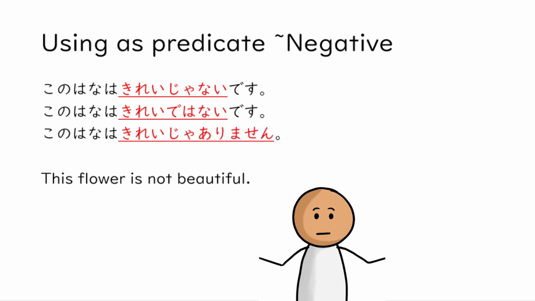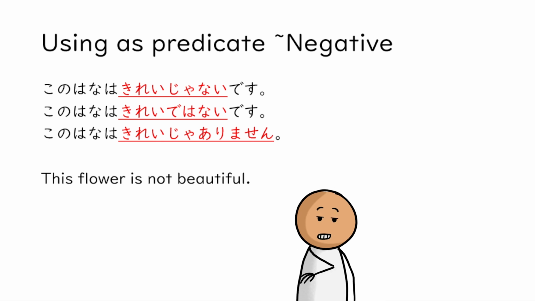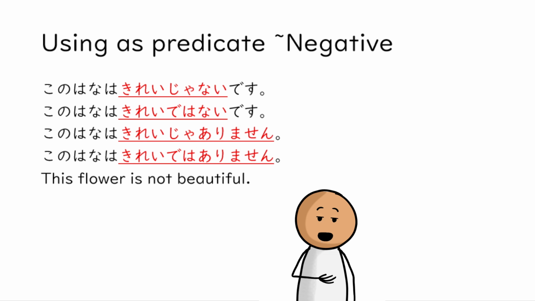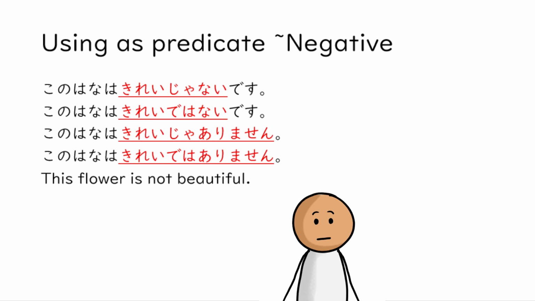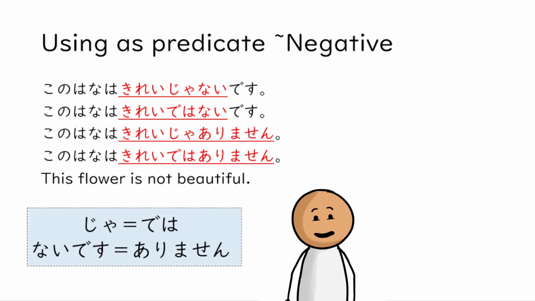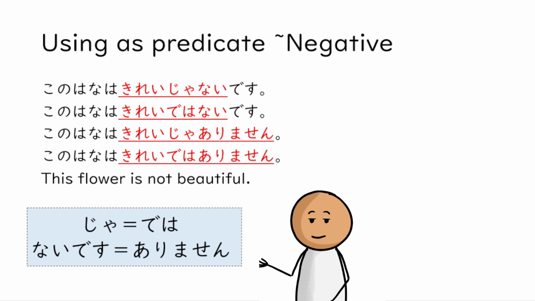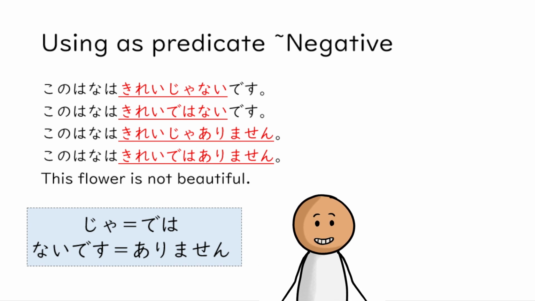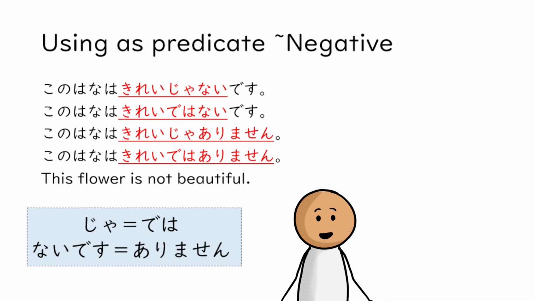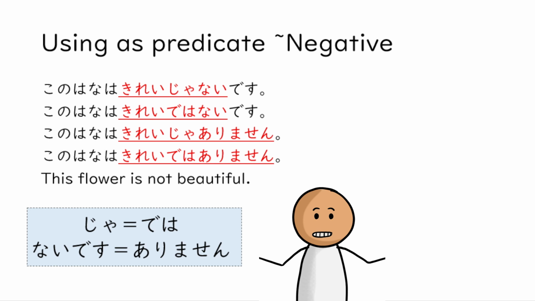We also have this. この花はきれいじゃありません。This is because ないです is equivalent to ありません。So we also have この花はきれいではありません。Basically, じゃ has the same meaning as では, but the latter is more formal, and ないです is the same as ありません, and the latter is more formal. So these four sentences are equivalent, but the most formal one is the last one, and the most casual one of those four is the first one.